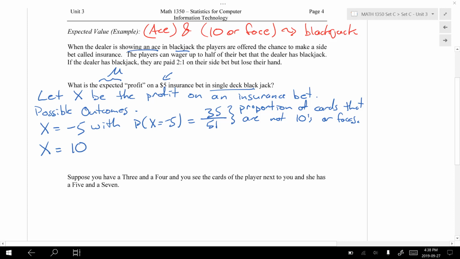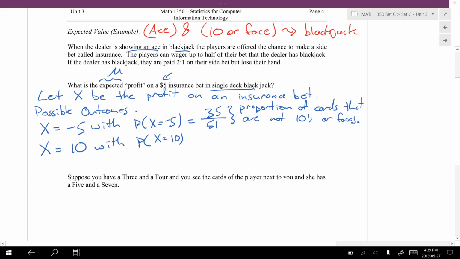We can also do the other one here. So if the dealer happens to have blackjack, our insurance bet will pay off. The probability of this happening is, well, all of the tens and face cards together. There's 16 of those. Tens, jacks, queens, kings. There's 4 of them, 4 each is 16 over the 51 left. So this probability here is the proportion of cards that are either tens or face cards.